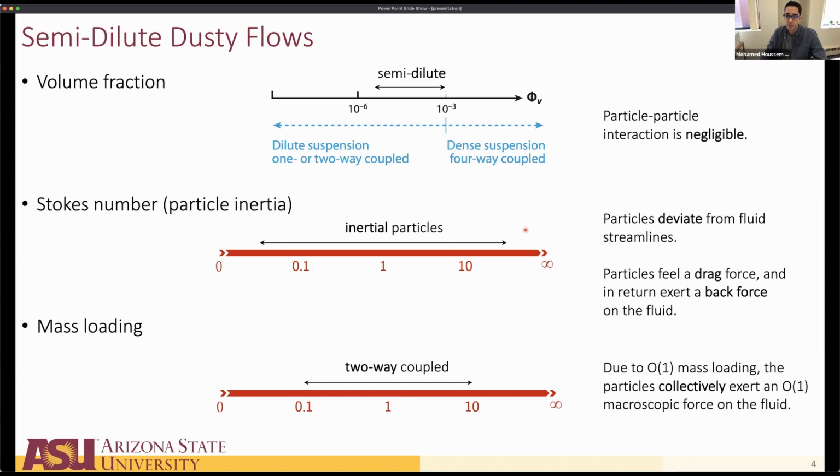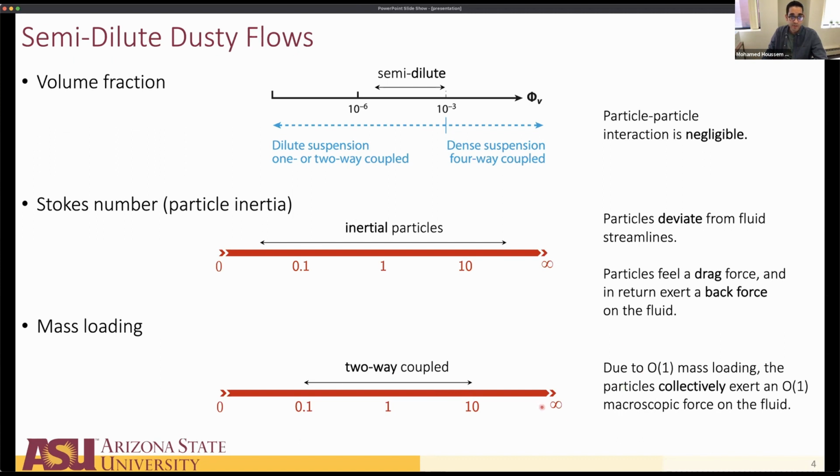Inertia is significant, which means that the particles deviate from the fluid streamlines, and when they do so, they exert a drag force on the fluid. So there is a feedback force from the particles onto the fluid. Whether that feedback is significant or negligible really depends on the mass loading.